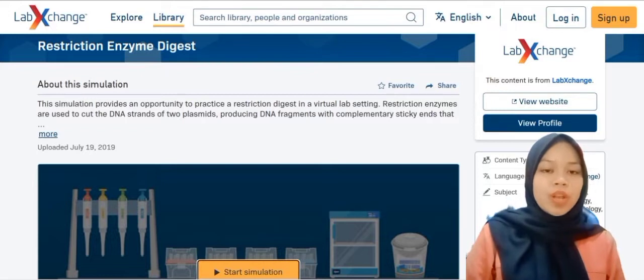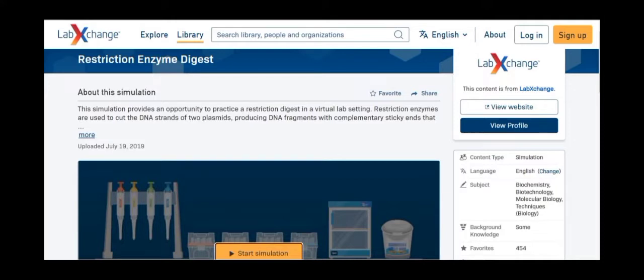So, today I would like to do the simulation video about restriction enzyme digestions. In this simulation, you will be performing a restriction digest. You will use restriction enzymes to cut the DNA strands of two plasmids, producing DNA fragments. Because we know the size of our plasmid and where the enzyme will cut the DNA, we can predict the length of the fragments that will be produced.